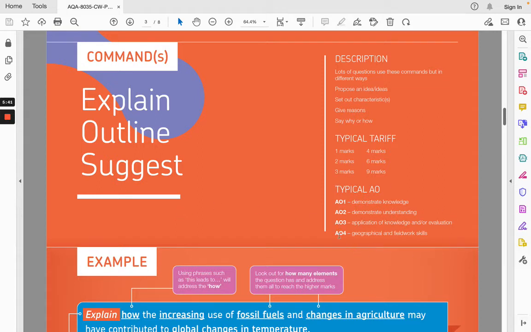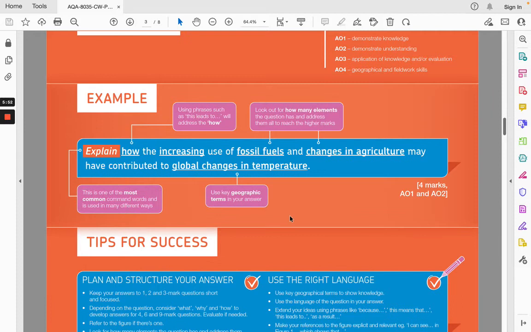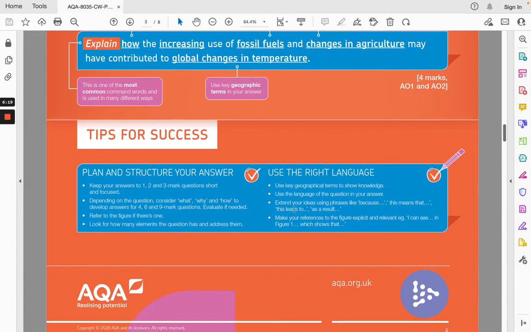Usual AOs across the board: knowledge, understanding, application of that, so using it, and geographical fieldwork, so just using those figures and stuff like that. Explain how increasing use of fossil fuels and changes in agriculture may have contributed to global changes in temperature. Again, command word, so AO1, AO2, as you can see here clearly. 4 marks, EC times 2, and it's going to want a section on fossil fuels and a section on changes in agriculture. If you do not mention those 2, you will not get full marks. So just bear that in mind.